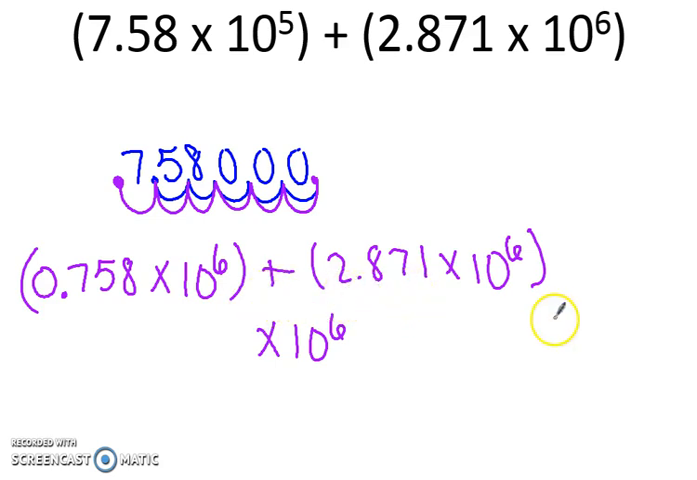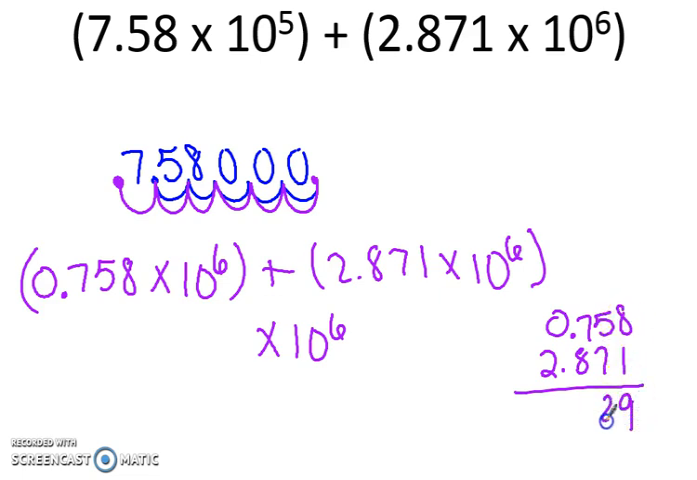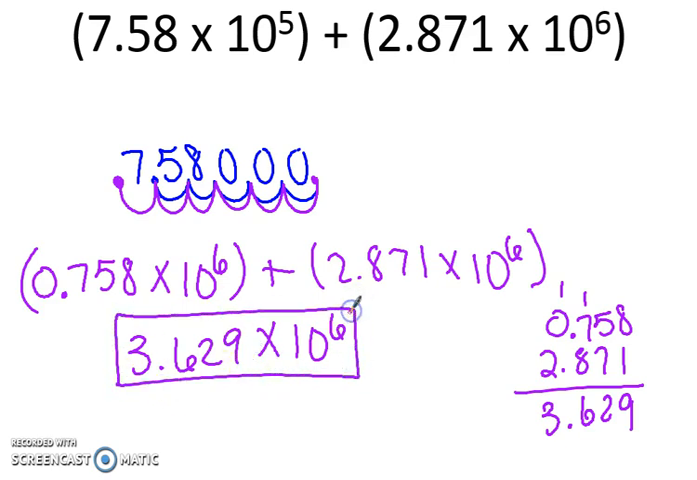So let's do that. So we got 0.758 and 2.871, and we're going to add. So that's 9, 12, 16, 3. And we have one number in front of the decimal point, so we can go back over here, and we're done. Not too hard.